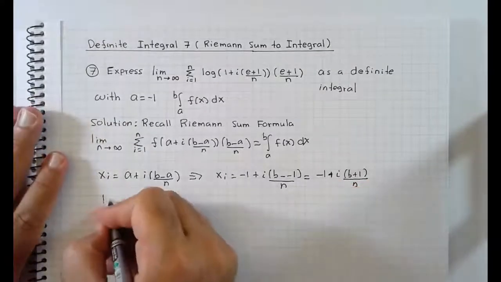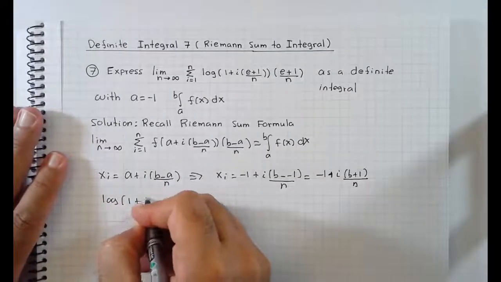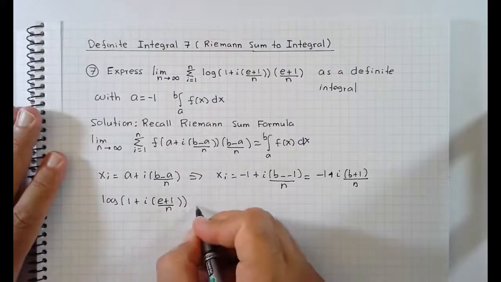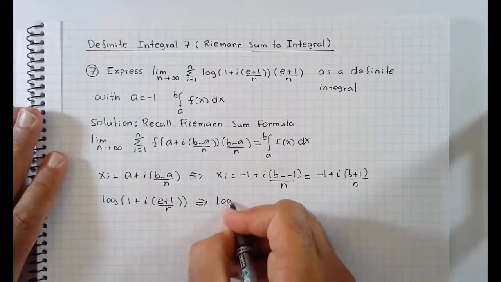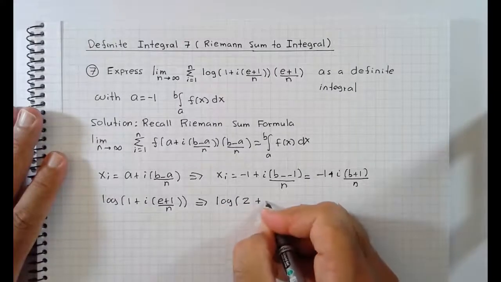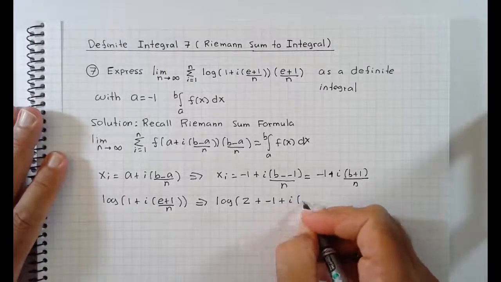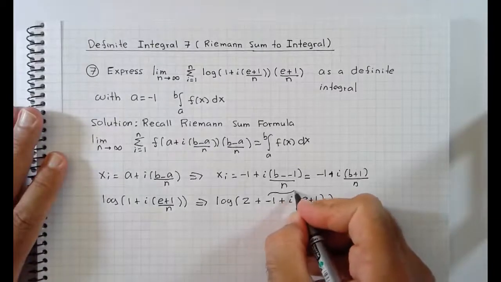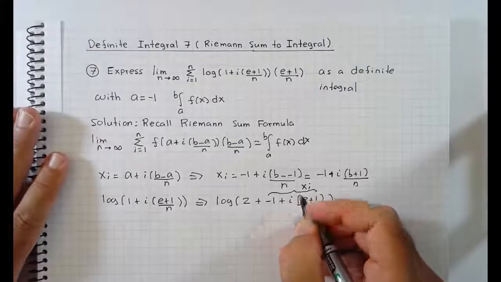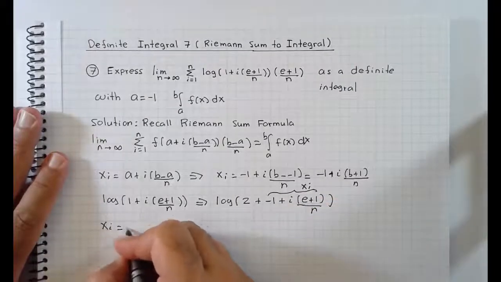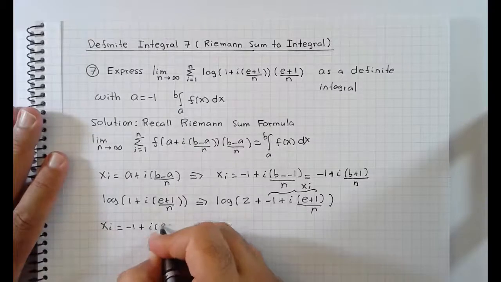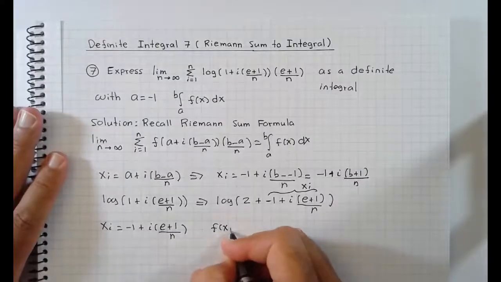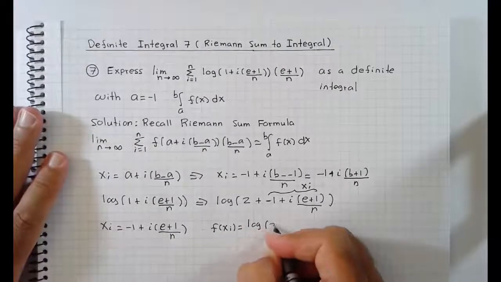So let's rewrite log of 1 plus i times (e plus 1)/n in such a way that xi is inside the brackets. So we'll write this as log of 2 plus (-1 plus i times (e plus 1)/n). Now this part here, this is xi. So we have xi to be -1 plus i times (e plus 1)/n. And we also have the function f of xi to be log of 2 plus xi.